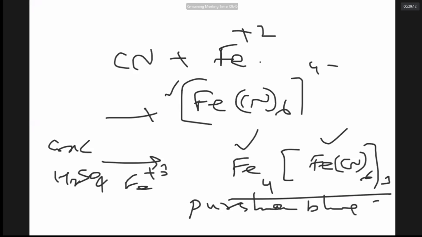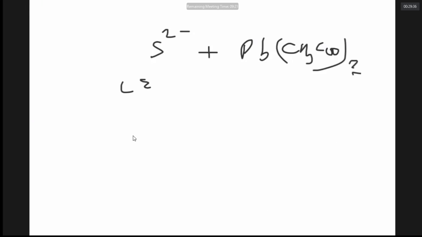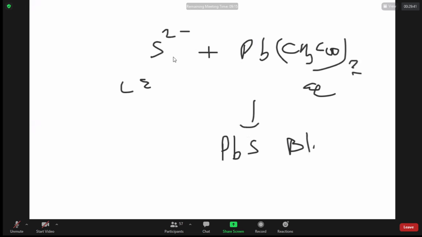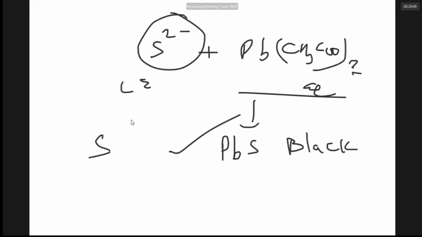Therefore, simple: take the Lassaigne extract, add ferrous sulfate, and then add a drop of concentrated sulfuric acid, check for Prussian blue color or ferrocyanide. Okay, cyanide is there, the organic compound has nitrogen. If it has sulfide ion, take Lassaigne extract, add a fresh lead acetate solution. There in your laboratory, when you add lead acetate aqueous solution, immediately you get a black lead sulfide precipitate. If you are getting black lead sulfide on adding lead acetate, definitely Lassaigne extract has sulfide ion, the organic compound has sulfur.